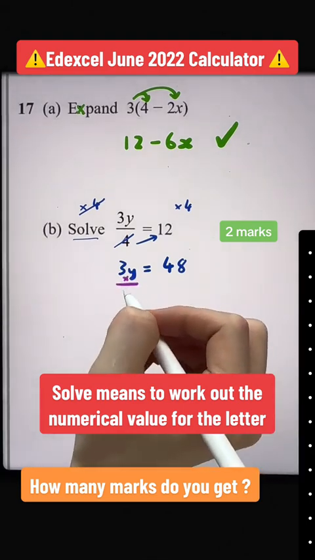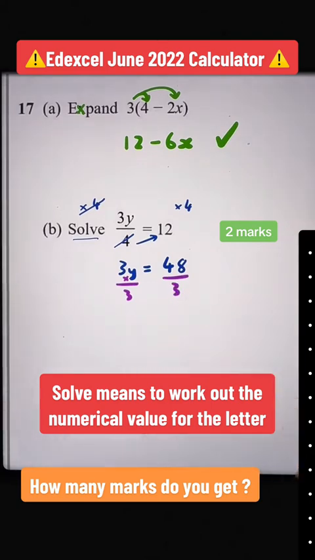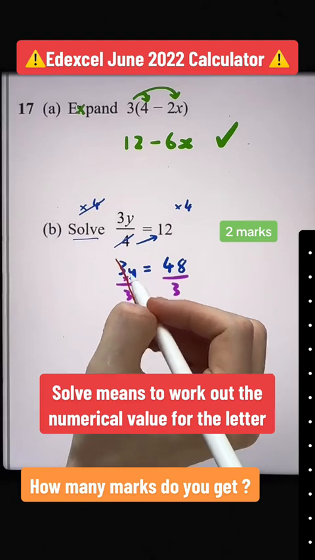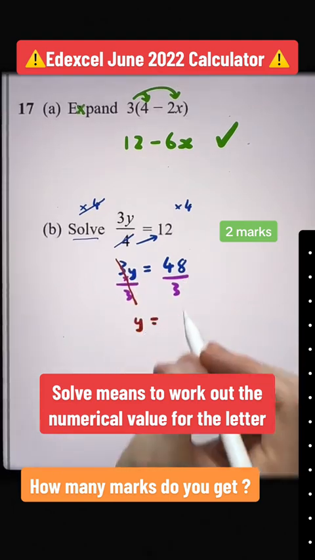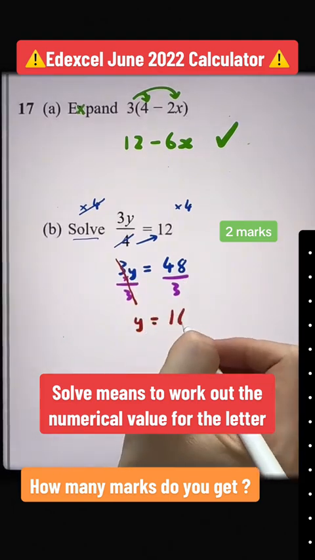The opposite of multiply by 3, therefore, is divide both sides of our equation by 3. On the left-hand side, 3 over 3 will cancel to leave us with y. And on the right-hand side, 48 divided by 3 gives you 16.